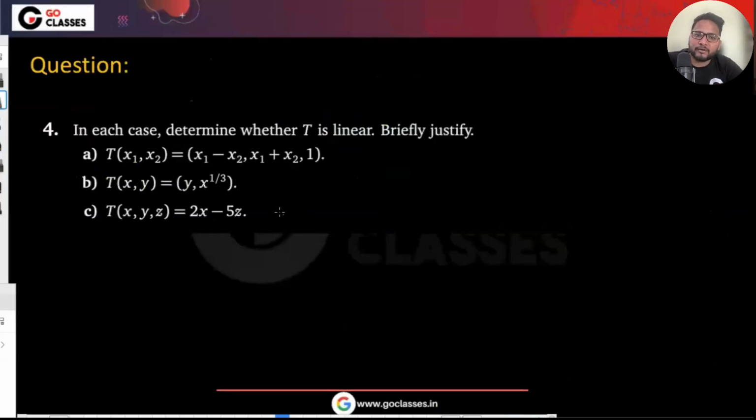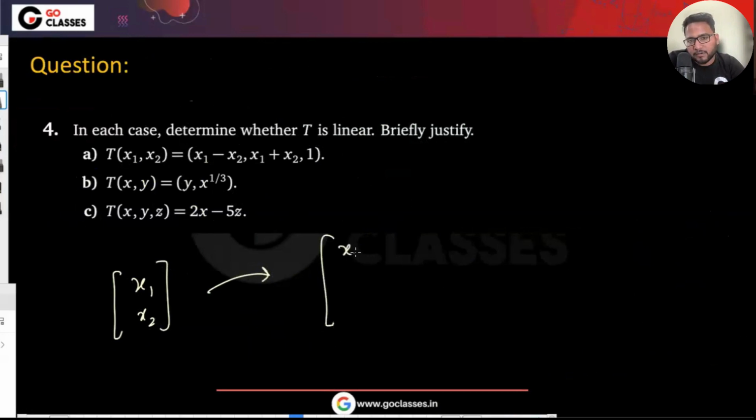Let's quickly check whether these transformations are linear or not. In each case, determine whether T is linear. Briefly justify. So the first thing: x1 minus x2, x1 plus x2 and 1. Do you want to check it? Basically, it is taking x1, x2 and giving you x1 minus x2, x1 plus x2 and then 1.